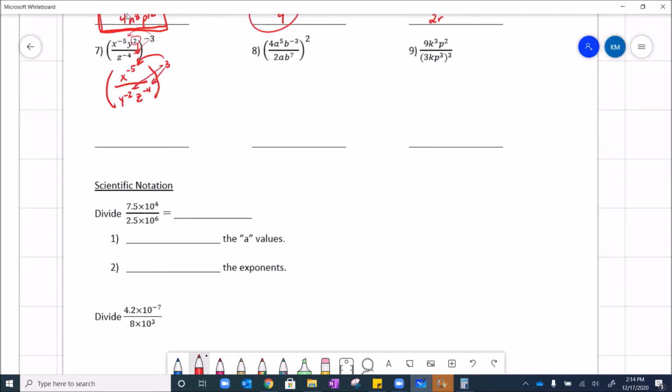And so that gives me x to the 15, and notice that it's positive. It gets to stay where it's at. Y to the 6th, z to the 12th. Now everything's positive. It's where it's going to be.